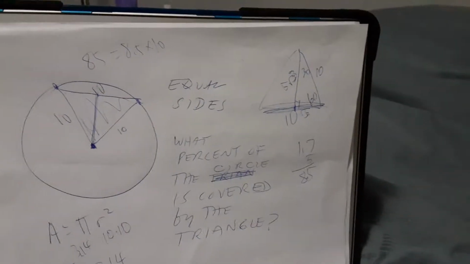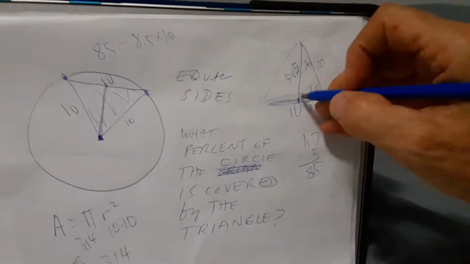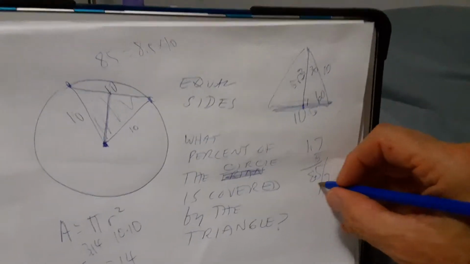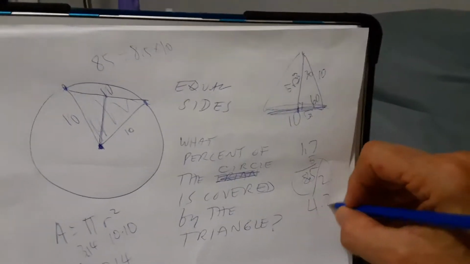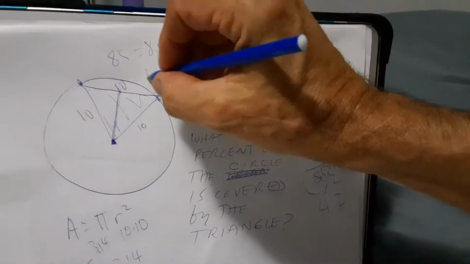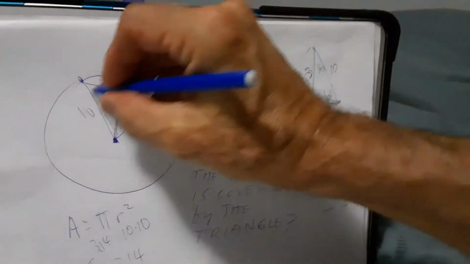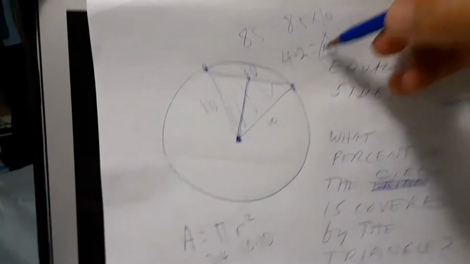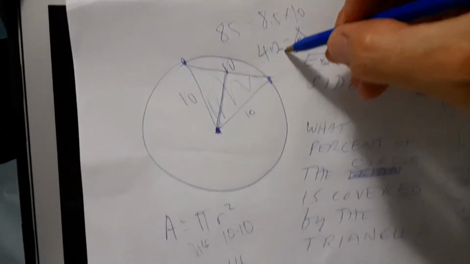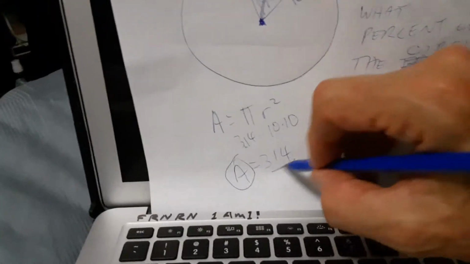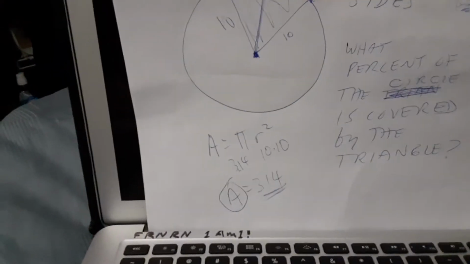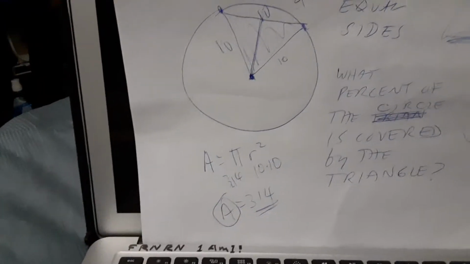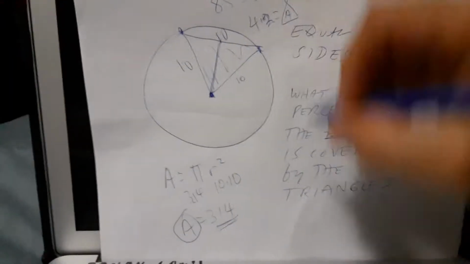Well, let's think this through. We got base times height, and we have to go half, right? So this thing actually is 4.2. So 4.2 is the area of the triangle. So the triangle area is 4.2. The whole thing is 300, right? 4.2 times 10. Yeah. So it's 42, right?